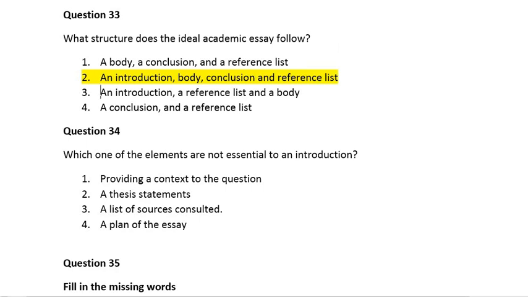Question 34. Which one of the elements is not essential to an introduction? Number 1, providing a context to the question. Number 2, a thesis statement. Number 3, a list of sources consulted. Number 4, a plan of the essay. So here guys, the correct answer is number 3, which is a list of sources consulted.